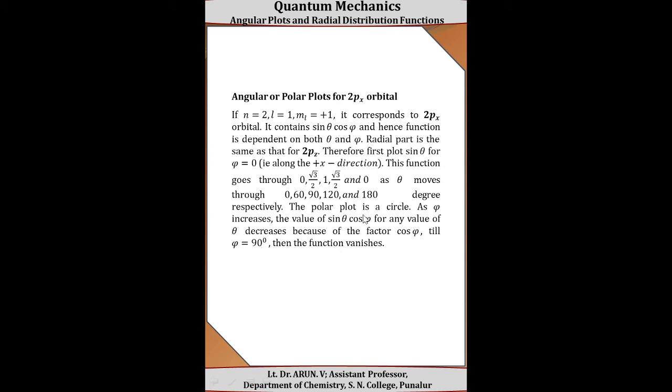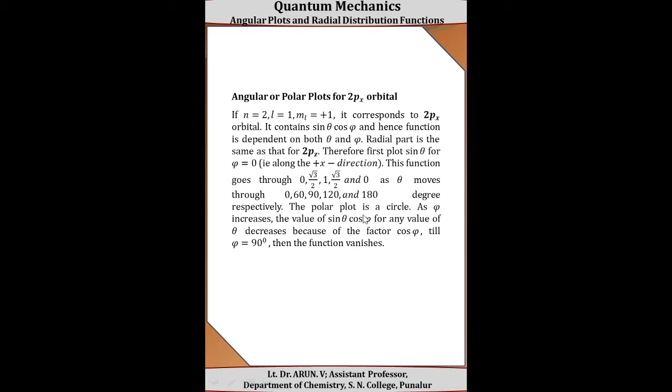Next is the 2px orbital. It has the quantum numbers n is equal to 2, L is equal to 1, and ml is equal to plus 1. And the wave function of the 2px orbital contains sin theta and cos phi. Hence, this function, that is the 2px orbital, is dependent on both theta and phi. The radial part of the 2px orbital is the same as that of the 2pz orbital.